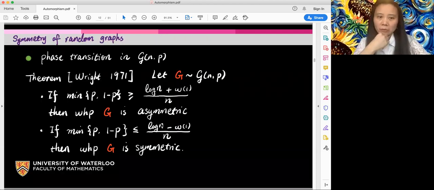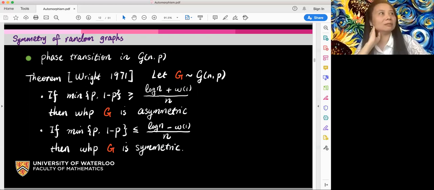Okay, so what is the phase transition in G(n,p) in terms of symmetry? This is a theorem by Wright in 1971, which characterizes where this phase transition occurs. In fact, what I want to say is that symmetry is a property such that if G is symmetric, then so is the complement. So you only have to think about p up to a half. And that's why there's a min function of p and 1 minus p there.